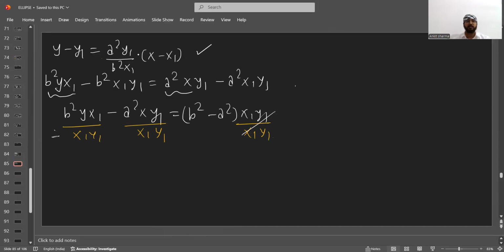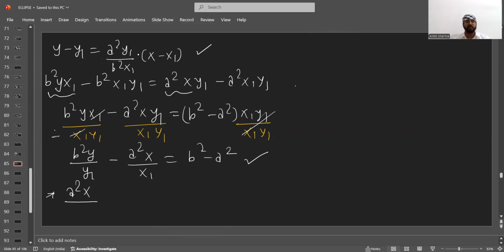So x1 cancels. So yes, b square y over y1 minus a square x over x1 is equal to b square minus a square. You can get this equation, or some people prefer a square at the beginning. So they would write a square x over x1 minus b square y over y1, and this would give me a square minus b square. And this is the most seen form of the equation of normal at point P.